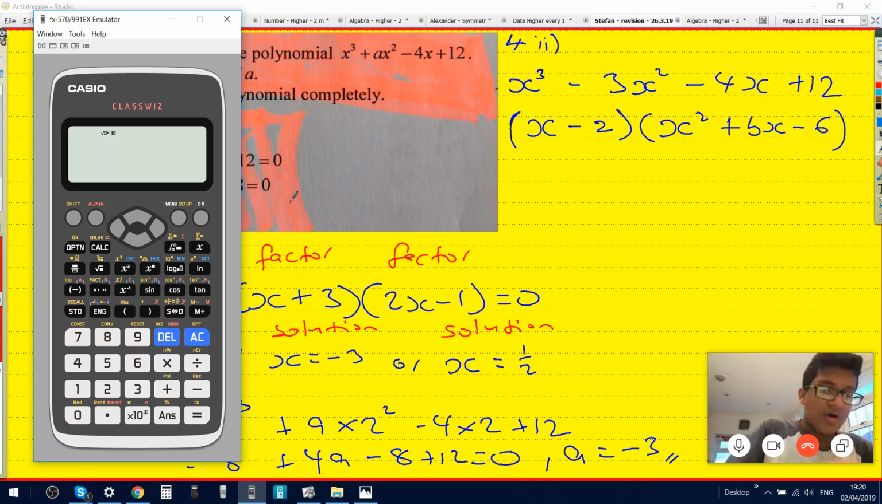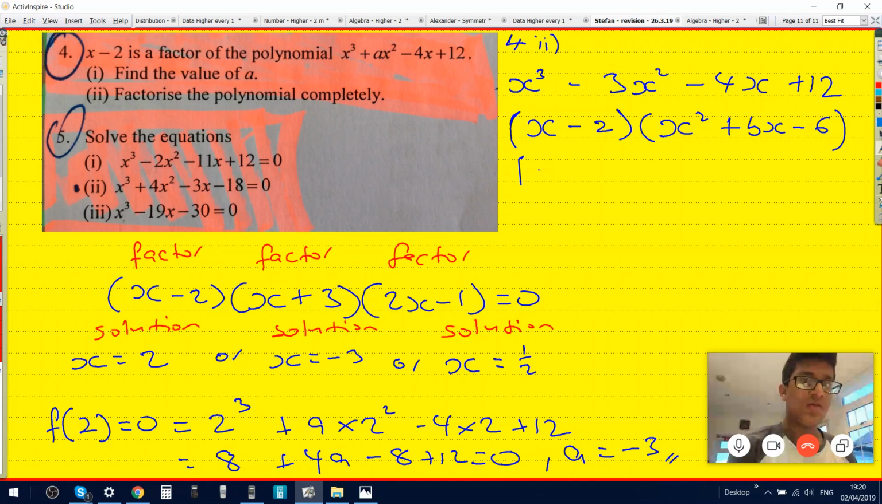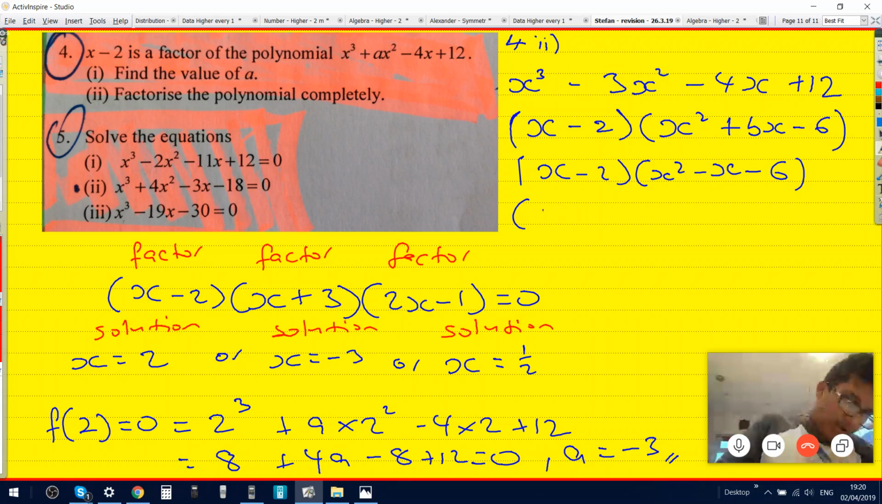So the factorized thing is x squared minus x minus 6. And so can you factorize that quadratic? Yes, sure. x minus 2 is one factor, and that's the first thing. So you've got x minus 3, and then x plus 2. Well done.